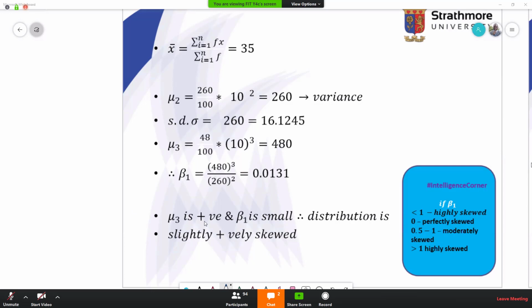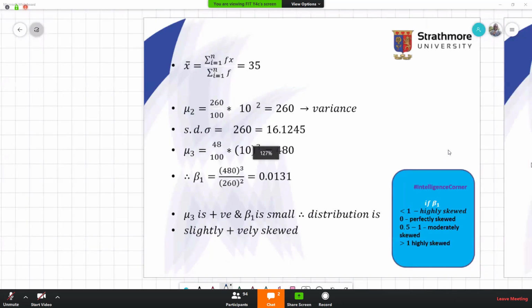Because the third moment is positive, remember the sign, and the B1 is a small value, 0.01, therefore we just say the distribution is slightly positively skewed. That is the answer for the skewness of this curve, okay? And the formulas, we will always have them, and we will now be applying them.